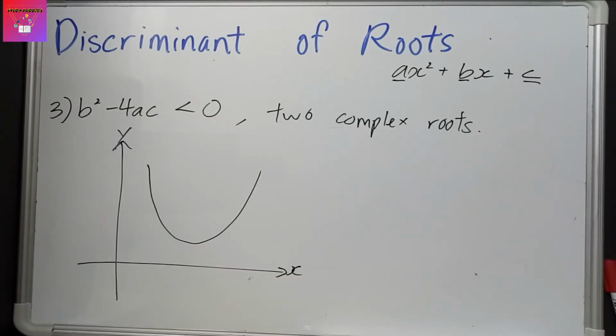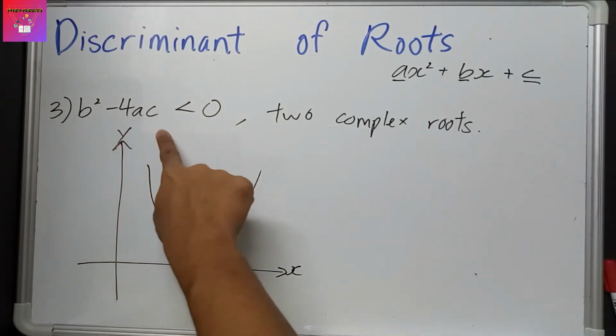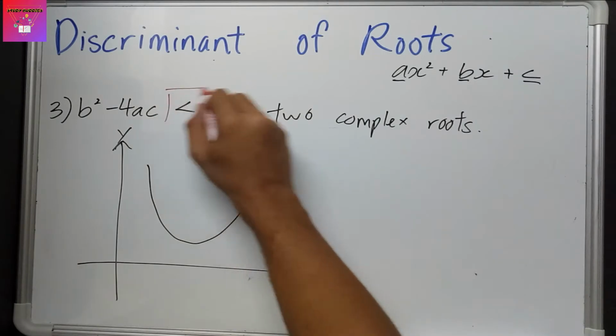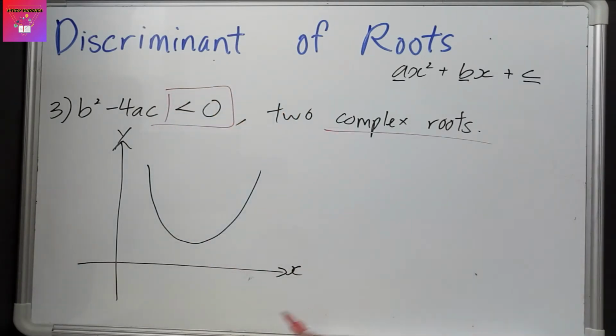So the third property of discriminant of roots is that b square minus 4ac is lesser than 0. So when you substitute a, b and c individually inside this equation, whenever you get a value of lesser than 0, which means you're going to get two complex roots.